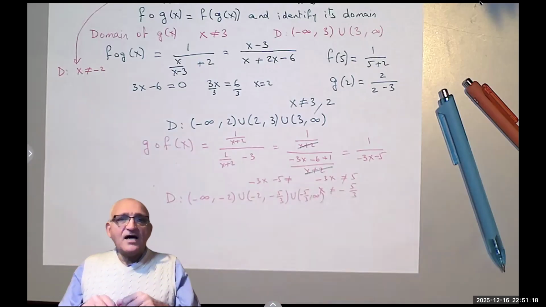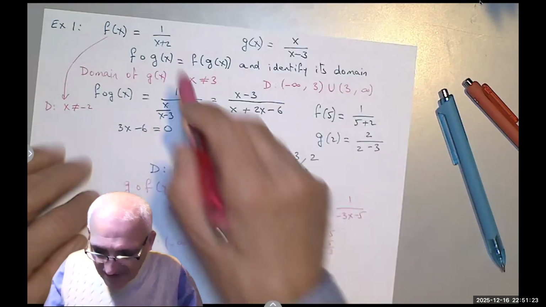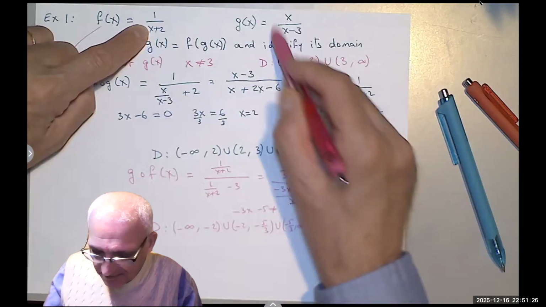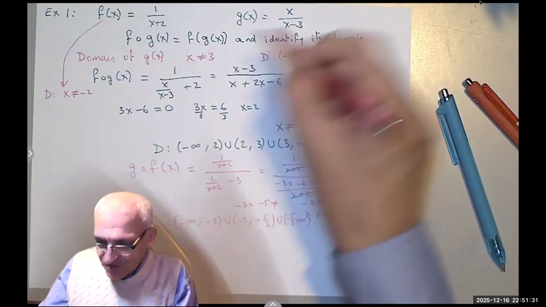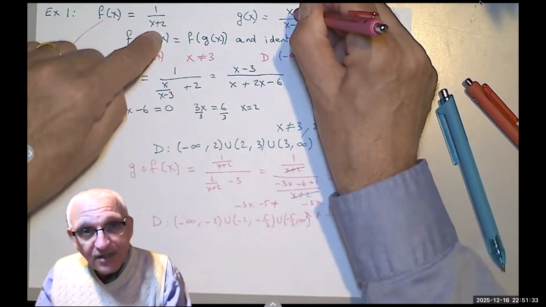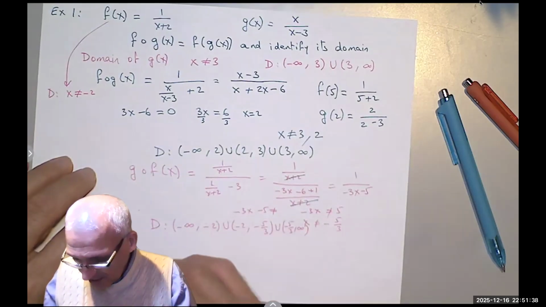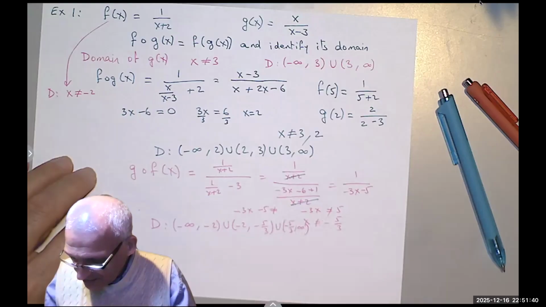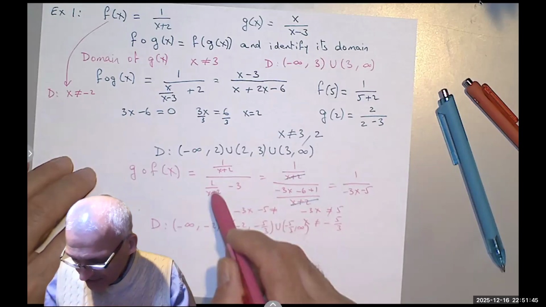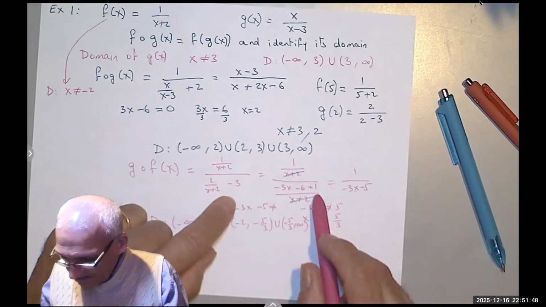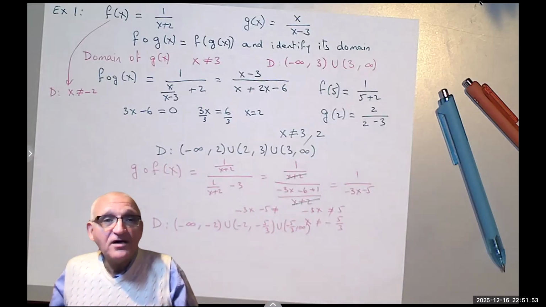So you do the exact opposite. Here, remember, we were taking f of g of x, so every time I found x, I replaced it by x over x minus 3. Here I was taking g of f of x, so every time I see an x, I replace it by 1 over x plus 2. And I hope we didn't do anything wrong. Negative 3x minus 6 plus 1, right? Yeah. So negative 5/3, and that would be the domain of the composite function.